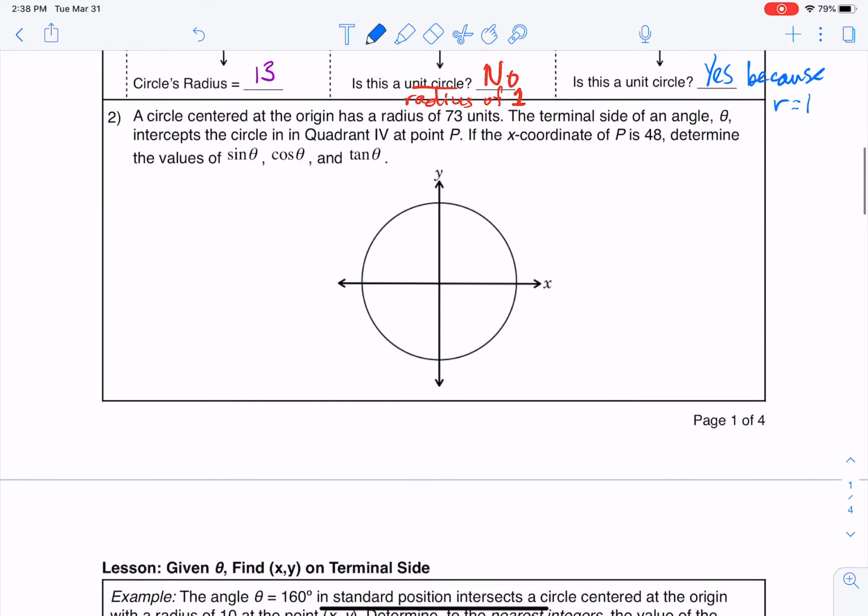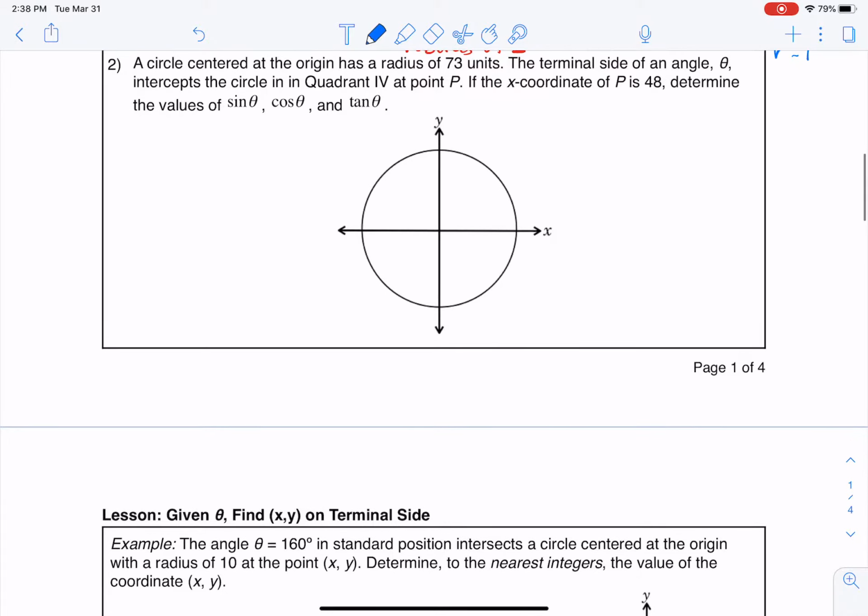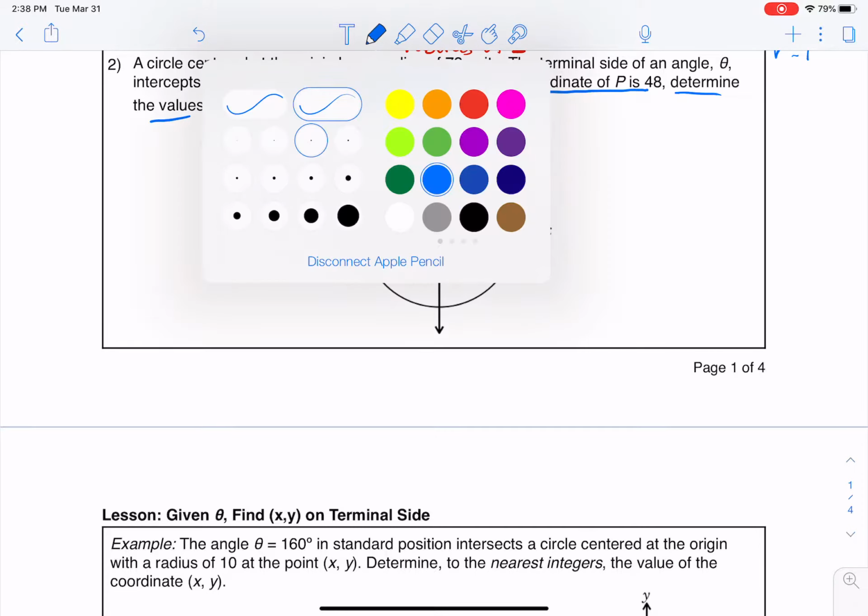All right, question 2 in the do now. A circle centered at the origin has a radius of 73 units. The terminal side of an angle theta intercepts the circle in quadrant 4 at point P. The x-coordinate of P is 48, and we need to determine the values of sine of theta, cosine of theta, and tangent of theta. Okay, so let's sketch some information into this circle.